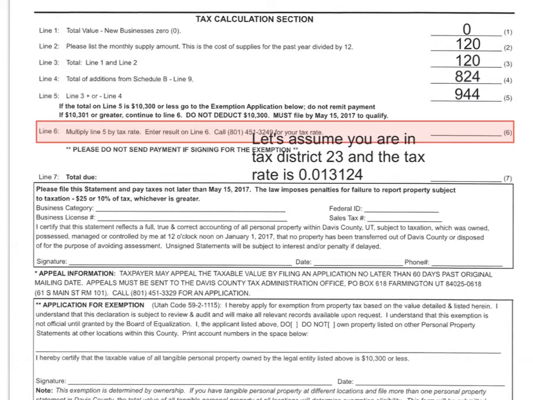In this example, we're going to assume that your business is in Tax District 23. The form that you received from the Davis County Assessor's Office will have the tax district pre-printed as well as the mill levy rate that pertains to your tax. If you have moved since the printing of your filing statement, please contact our office so that we can correct your address and give you the correct tax district and mill levy rate.